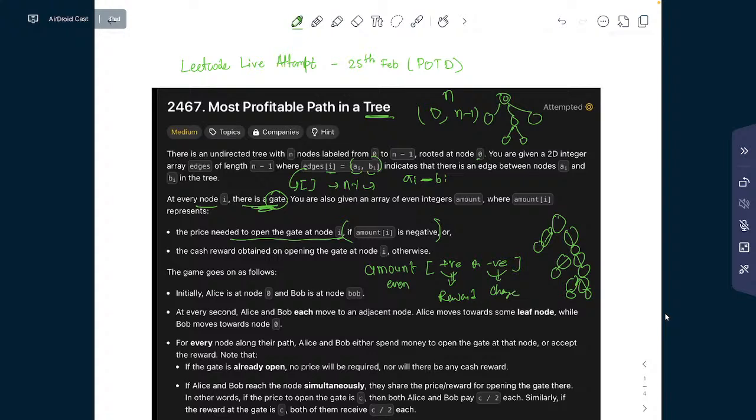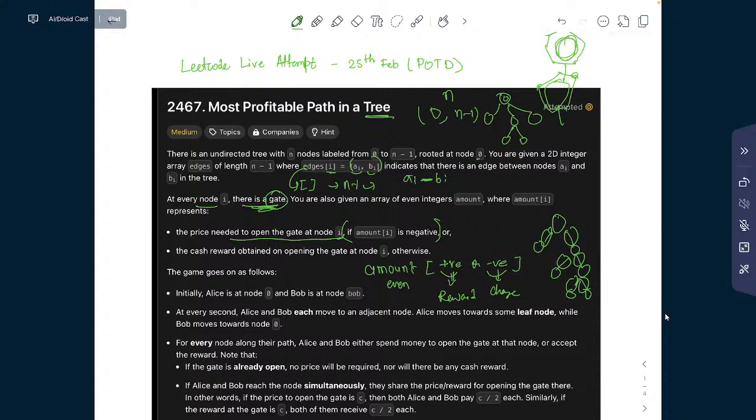The game goes on. Every node has a gate. So the problem seems like this. So this is the node. Each node has some kind of security. Like this. Okay, this is the security. Breaking it will cost you or can reward you depending on the values.